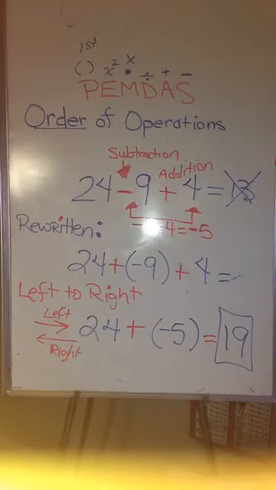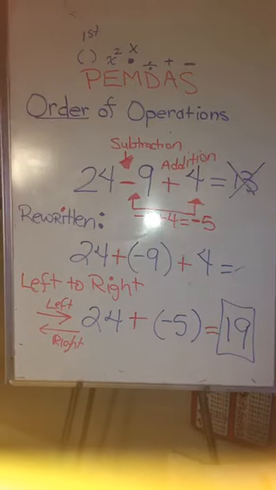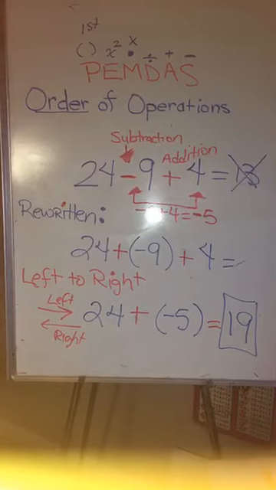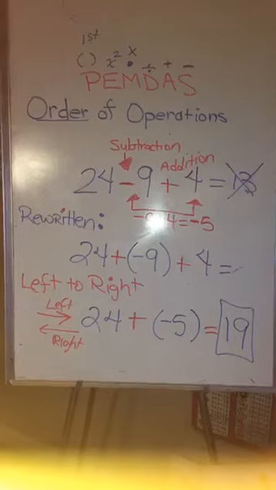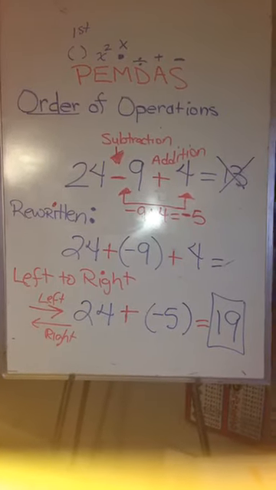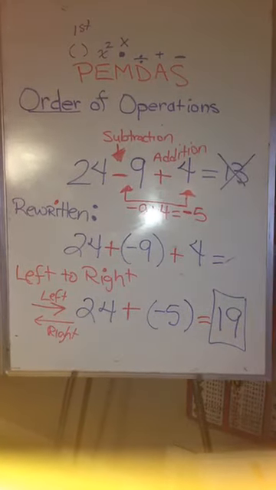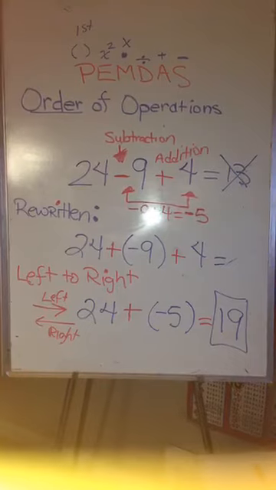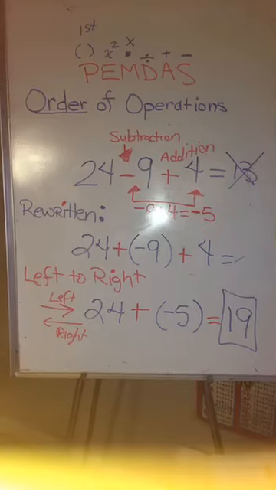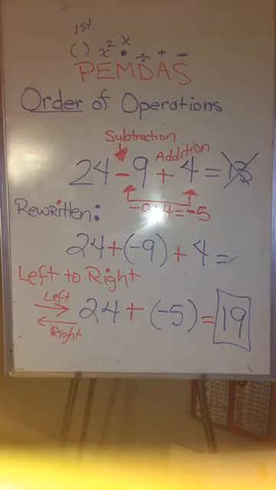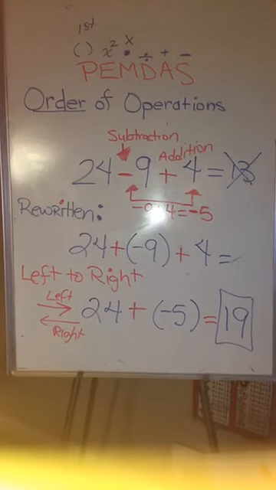I rewrote the problem when it got down to 24 minus 9 plus 4. I wanted to rewrite that. The answer is not 13, it is 19. I wanted to come on and correct that because I guess my quarantine brain forgot something as I was calculating. You do not add 9 plus 4, because that minus sign in front of that 9 is stuck to the 9, as the positive is stuck to the 4 for addition.